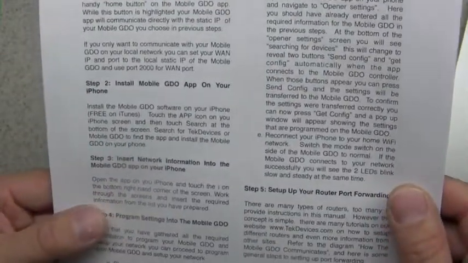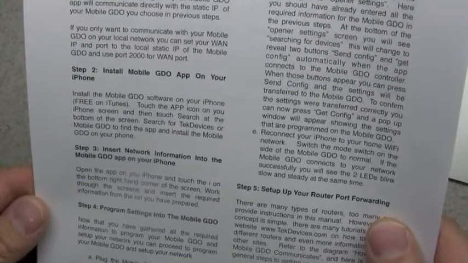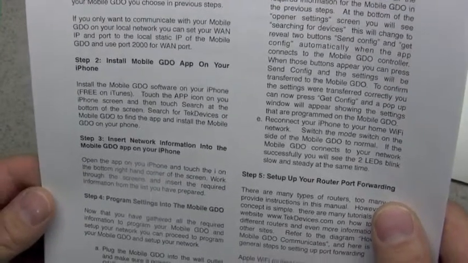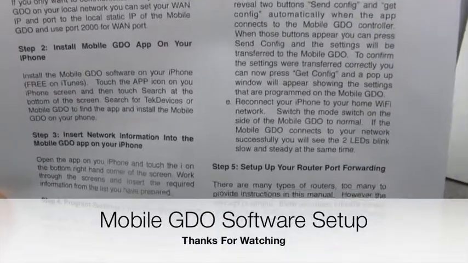Step one's a doozy. This is going to be a long video. But once you get that all in, you're well on your way to getting this thing set up. So let's go to step two in the next video: install the mobile GDO app on your iPhone.